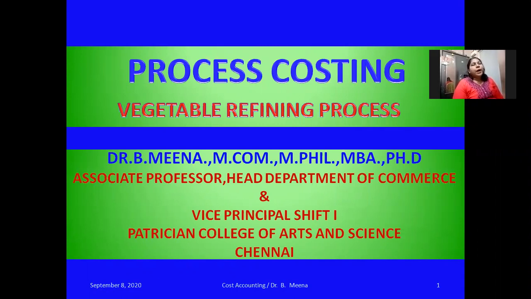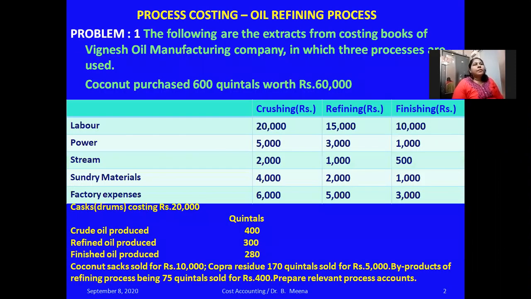In this video, I'm going to teach you how to prepare process cost accounts under the vegetable refining process model problems. Let me check one problem. The following are the extract from costing books of Vignesh Oil Manufacturing Company, in which three processes are used. We have crushing process, refining process, and finishing process.